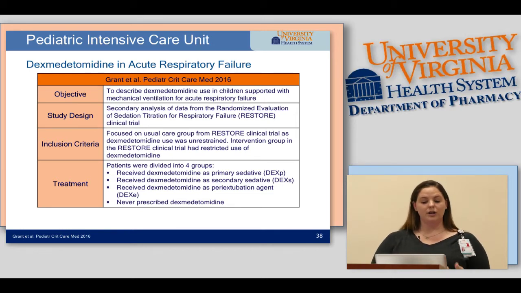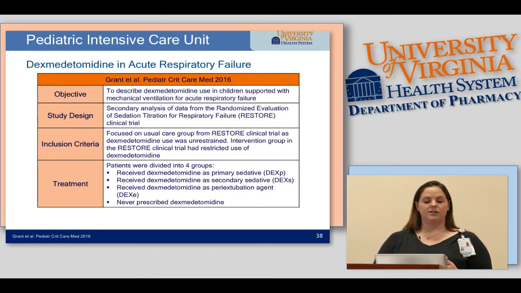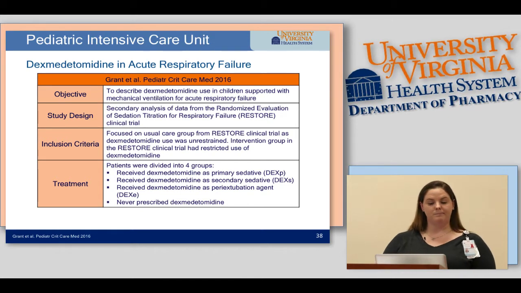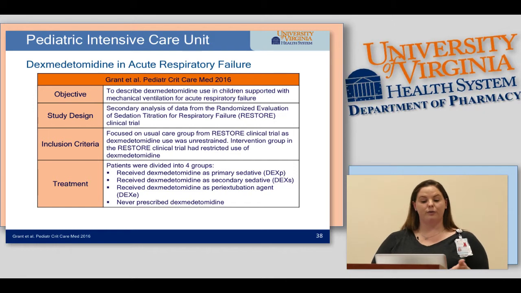It included 31 PICUs that participated and were randomized to receive either usual care or the intervention over 4 years. This article and study focused on the group that received usual care, because the intervention group in the actual parent trial had restricted use of dexmedetomidine. So in this patient population, patients were divided into 4 groups.